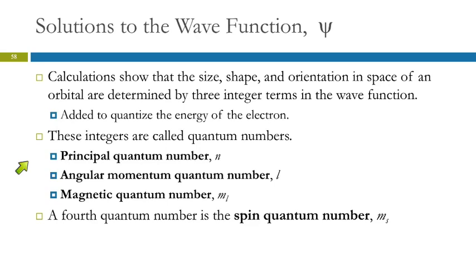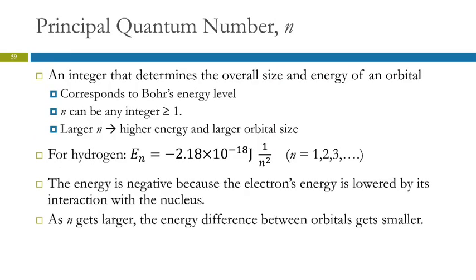So the first one is called the principal quantum number, and it's given the symbol n. Then we have the angular momentum quantum number, given the symbol L. I don't know why. The magnetic quantum number is m sub L. And then there's a fourth one that doesn't have to do with the energy, but has to do with the spin. And so this is called the spin quantum number. So we have n, L, m sub L, and m sub S. We'll talk about each of these.